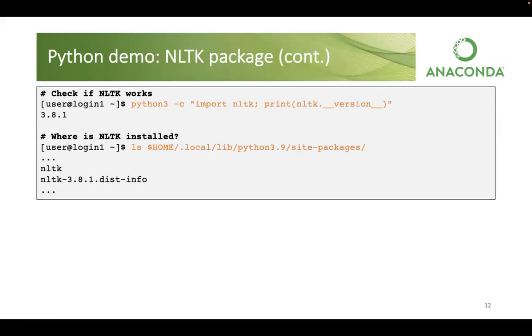To check if the package is successfully installed, we can import it and check the version. As you can see here, we import nltk and it shows the version is 3.8.1, so it works. We can also check the package path to see what is inside the package. They are in a hidden folder in your home directory, .local/lib/python3.9/site-packages. You can find the package itself and all dependencies there.